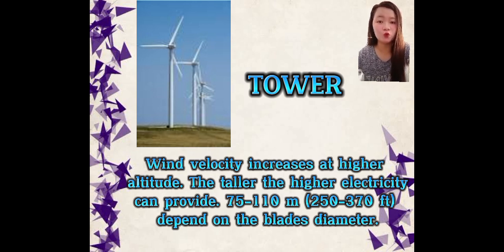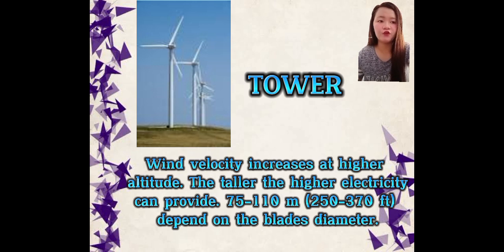Next naman, the majority of wind turbines are supported by conical tubular steel towers with a height of usually 75 to 110 meters or 250 to 370 feet, depending on the blade's diameter. Dito naman, kung gaano kalaki yung tower is nakadepende kung gaano kalaki yung diameter ng blades.